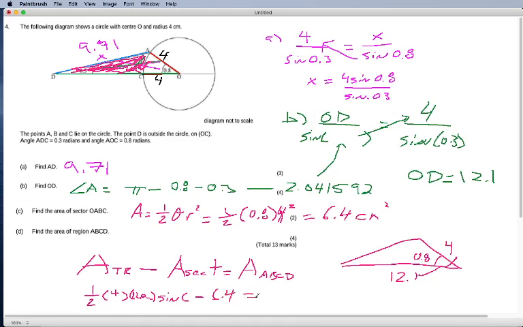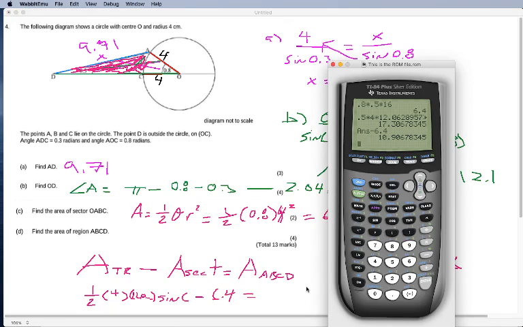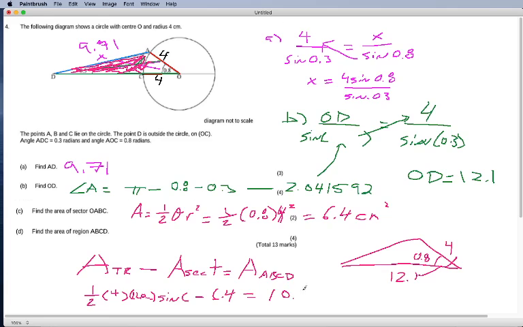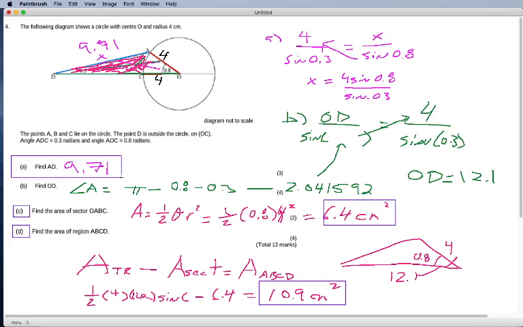And that gives me, once again, 10.9 centimeters squared. So if I box everything in here so I can see all my answers, there's my answer for D. Here's my answer for C. Here's my answer for A. And then that's my answer for B. So that's how you do this question here.